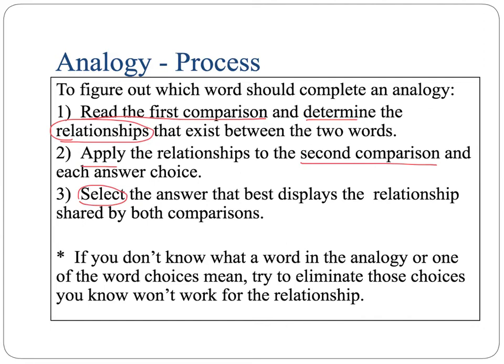So if you don't know what the word in any of the analogies or the answer choices means, try to eliminate all the choices that you know won't work, because there will be words on the EOC that you come across that you don't know. But that's okay. You can still make your best guess, and you can come a lot closer to getting the right answer than if you just circle a random answer. So do your best to try to eliminate at least 2 wrong answers.